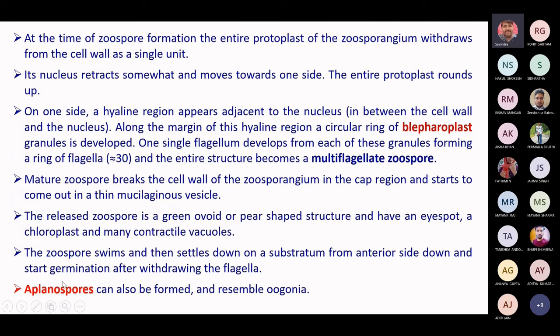Sometimes it is possible that instead of zoospore, aplanospore may also form. And what is the difference between the aplanospore and zoospore? Sir, aplanospore is non-motile and the other one is motile. Motile, yes. The aplanospore doesn't have any flagella. The rest of the things remain the same. Their development will remain the same. Their release will remain the same. But apart from the flagella, the rest of the phenomena is the same. It's aplanospore. Okay?